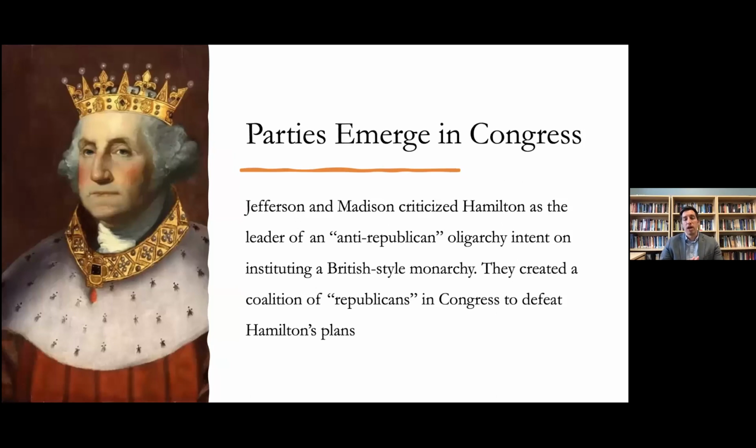So Jefferson and Madison criticized Hamilton as the leader of an anti-Republican oligarchy intent on instituting a British-style monarchy. They criticized Hamilton for giving too much power to the national government and to the president of the United States in particular. They basically criticized Hamilton for bringing to fruition the worst fears of the Anti-Federalists.